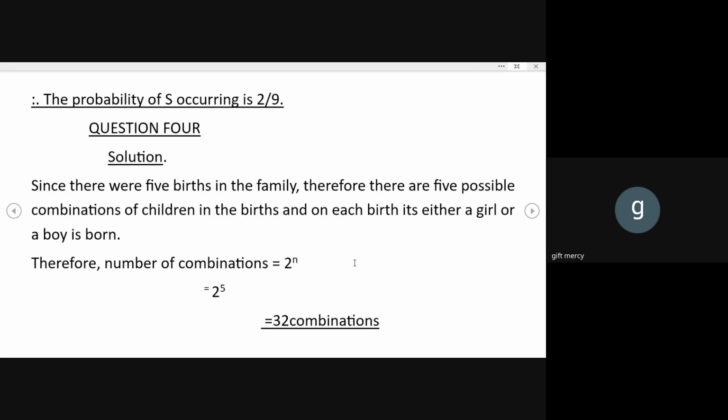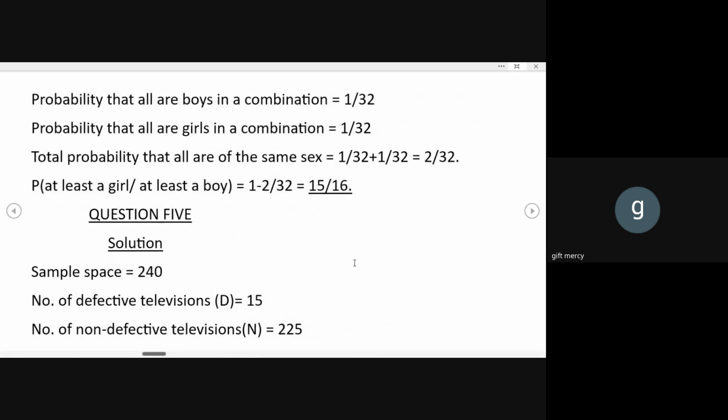That is how we answered the question, and we found that the number of combinations in this sample space is 2 to the power 5, which is 32. Next, when you continue and break down the question, you calculate the probability of at least one girl, given at least one boy, and it's going to be 15 out of 16. Thank you.